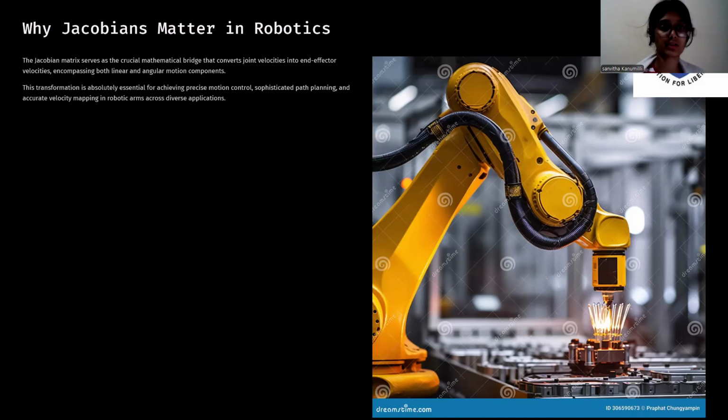The Jacobian matrix serves as a crucial mathematical bridge that converts joint velocities into end-effector velocities, encompassing both linear and angular motion components. This transformation is absolutely essential for achieving precise motion control, sophisticated path planning, and accurate velocity mapping in robotic arms across diverse applications. Not only for solving problems, but the concept of this topic is also very important for precise control, precise path planning, or velocity accuracy.